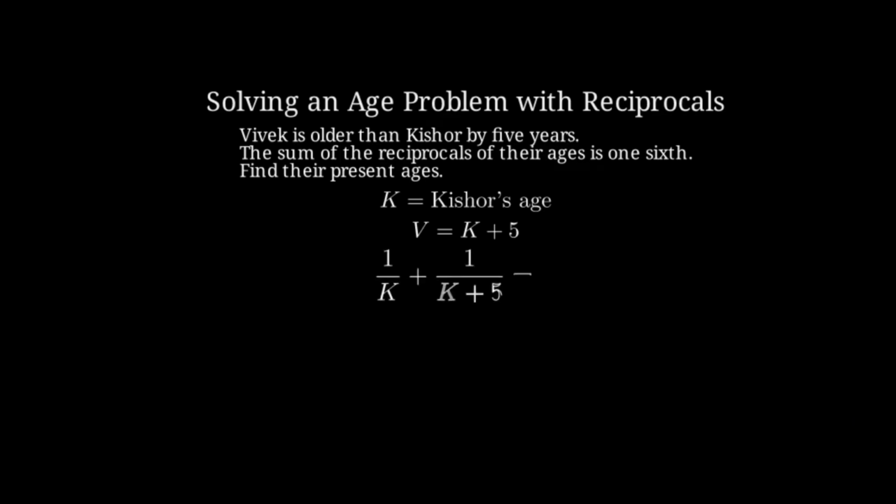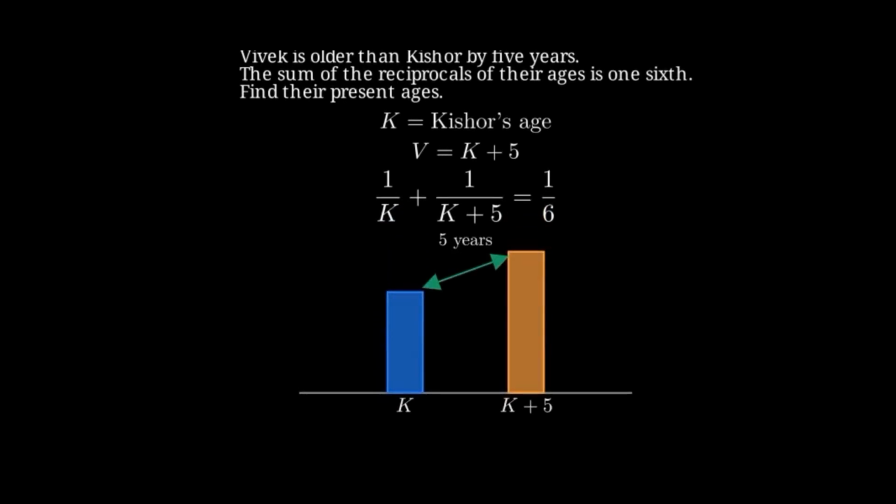Next, we translate the story into reciprocals. The reciprocal of Kishor's age is 1 over k. The reciprocal of Vivek's age is 1 over k plus 5, and the sum is 1 over 6. We'll also draw a quick visual that highlights the 5-year difference between k and k plus 5.